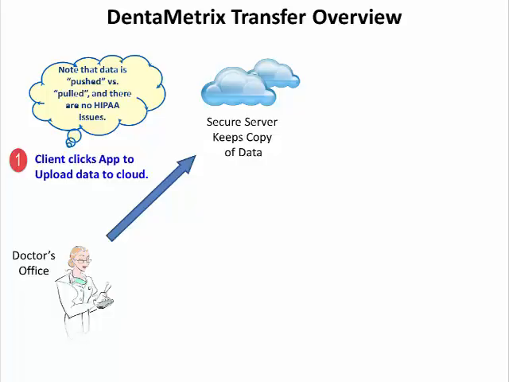Another point to note is there are no HIPAA issues here because we're not interacting with any personal patient history information. This is simply practice management data at the big picture level, production, collection, etc.